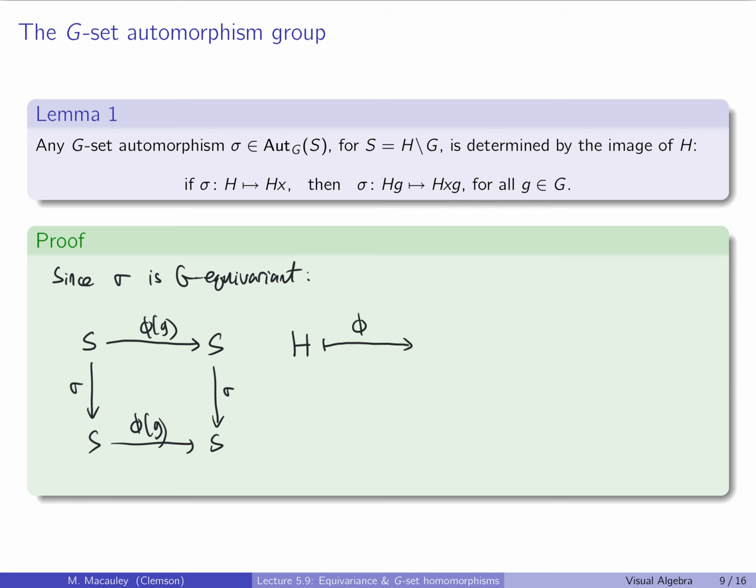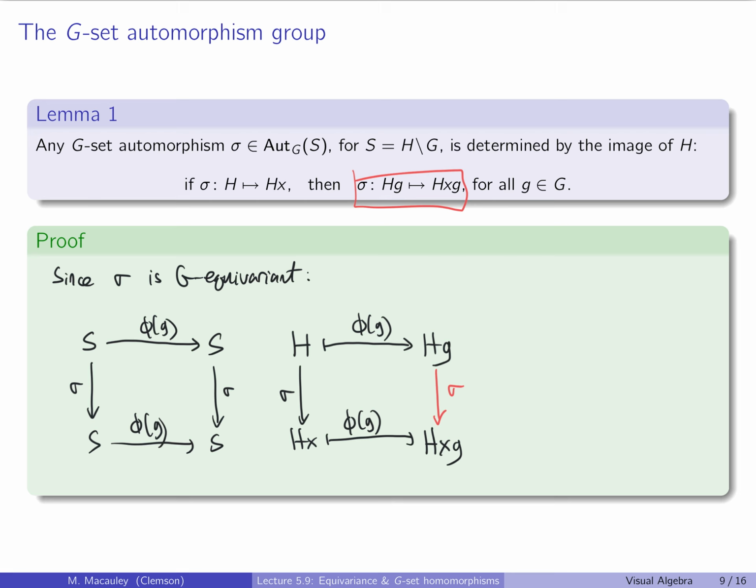So we press the G button. We have to get Hg. And this is what we're trying to show, so we want to see where this gets mapped. This is sigma. So when we apply sigma, suppose that H gets sent to Hx, and then we press the G button, we know this has to get sent to Hxg. Again, that's the definition of phi of g. So sigma, in order to make this diagram commute, has to send Hg to Hxg.